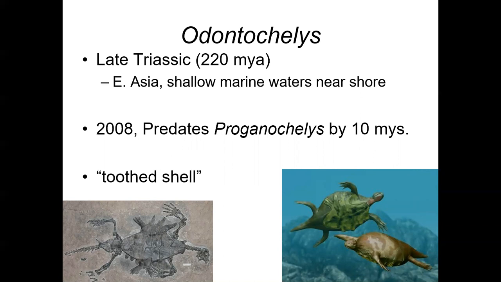And it had a toothed beak. If you think about all extant turtles, they have an upper and lower beak with no teeth, whereas this really early Odontochelys had teeth prominently present in both the upper and lower jaw. It was also known as the toothed shell, and you can see how it has these protrusions that resemble teeth on the shell as well. Again, a very early fossil record, Odontochelys.